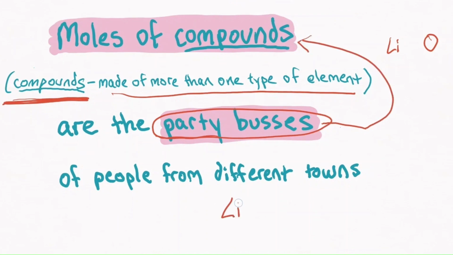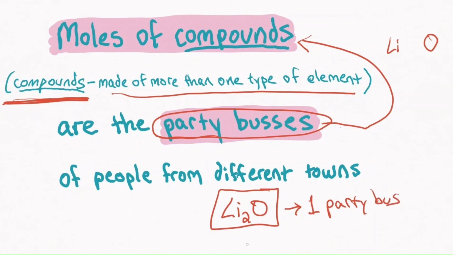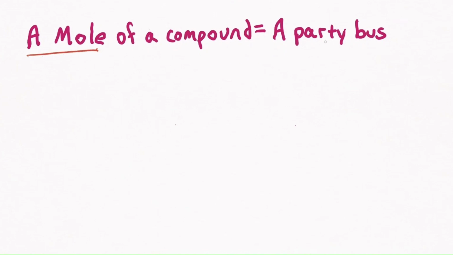So when you have something like lithium oxide, that's going to be 1 mole of lithium oxide, 1 party bus of 2 buses from lithium, 2 buses from the Little Village, and 1 bus from town O, all got together and chipped in and got a party bus. And that's 1 party bus for lithium oxide. Even though if you would break it up, it would be 3 different moles. It would be 2 moles of lithium, 1 mole of oxygen. Just like if you break up the party bus, there'd be 2 buses of people from the Little Village and 1 bus of people from town O. But they all chipped in and they got a party bus. So when you put them all together like that, it's now a party bus, and it's just 1 bus. So that's 1 mole of lithium oxide. So a mole of compound is a party bus.